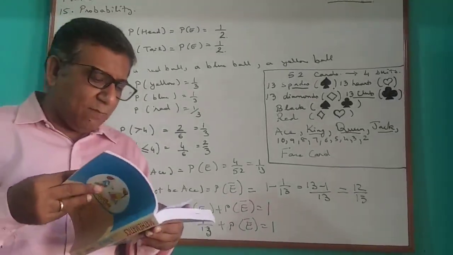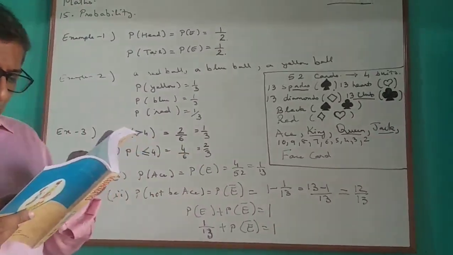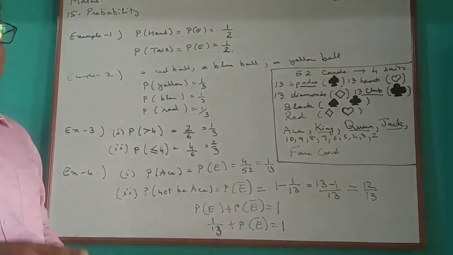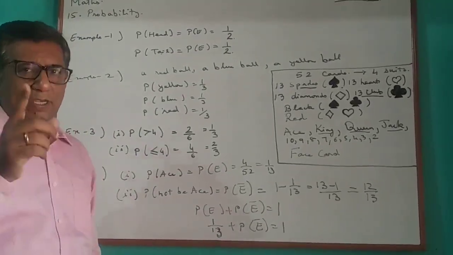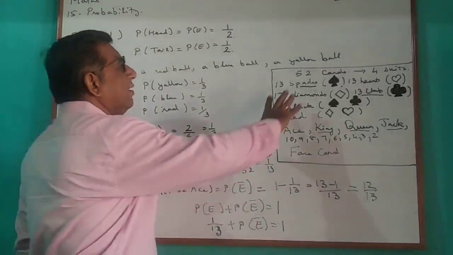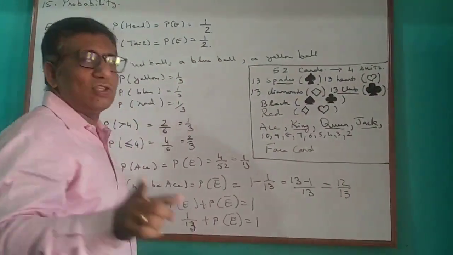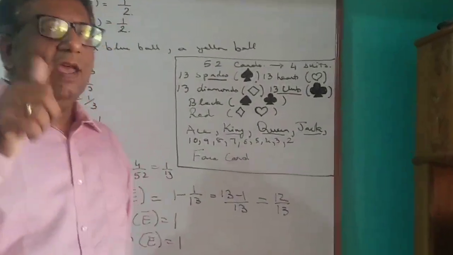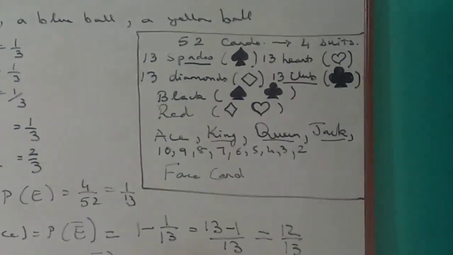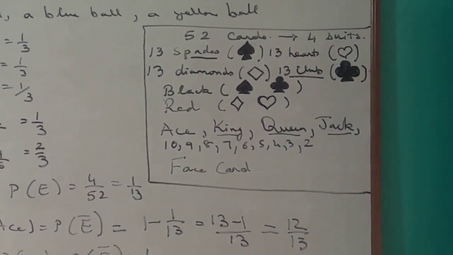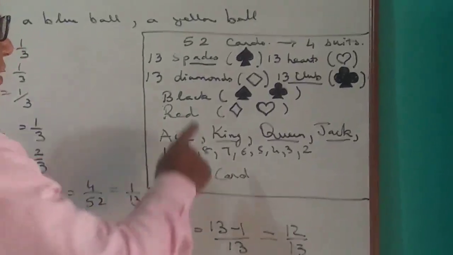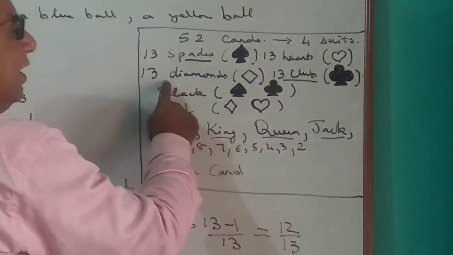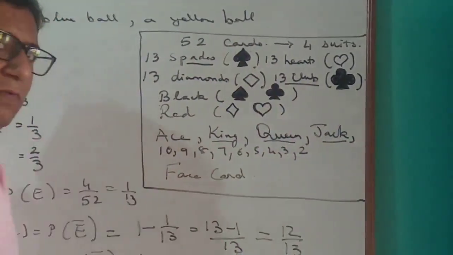Now let me go to example 4. Example 4: one card is drawn from a well-shuffled deck of 52 cards. Before finding the probability, let me make clear some terminologies associated with cards. There are total 52 cards, and these 52 cards are divided into 4 suits of 13 cards each: 13 spades, 13 hearts, 13 diamonds and 13 clubs.